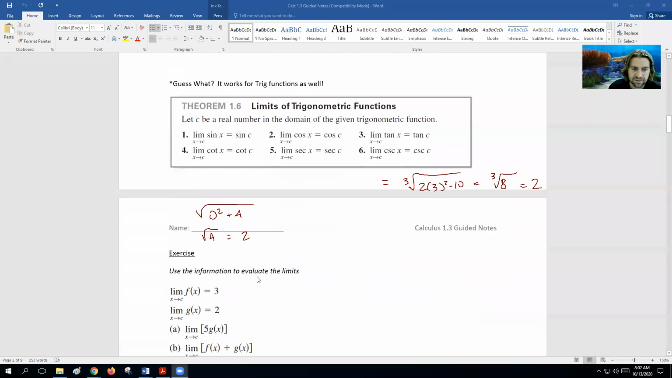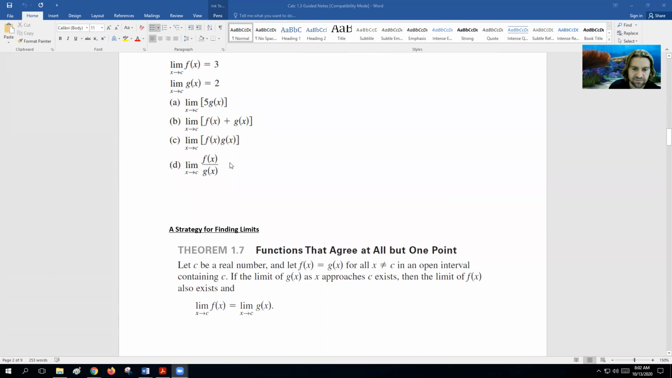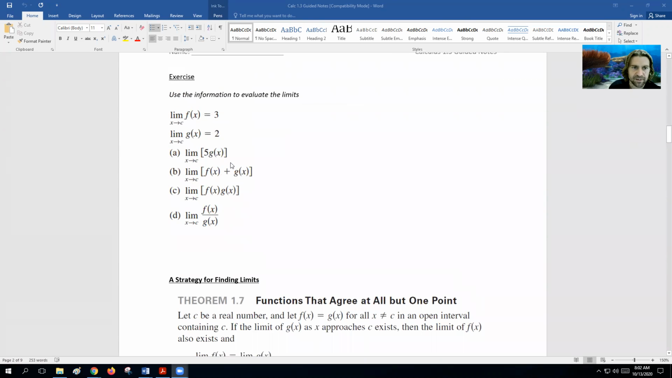And it doesn't matter for trig functions, we do the same thing. So this is just more practice of what we did last time. So if we have two separate functions and we're going to go ahead and plug them into each other, we can do that as well. Just to finish off these notes here. So if we're going towards some number of 5 times g of x, well, I know g of x is 2. So 5 times 2, 10.